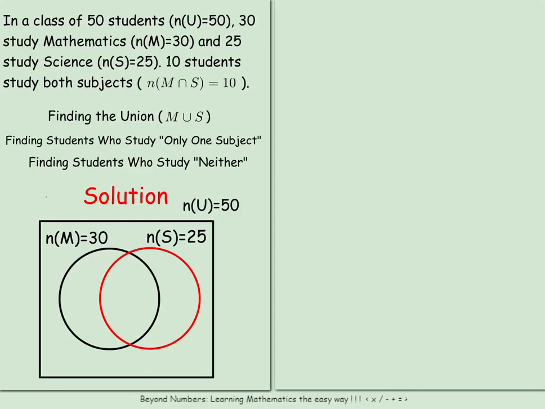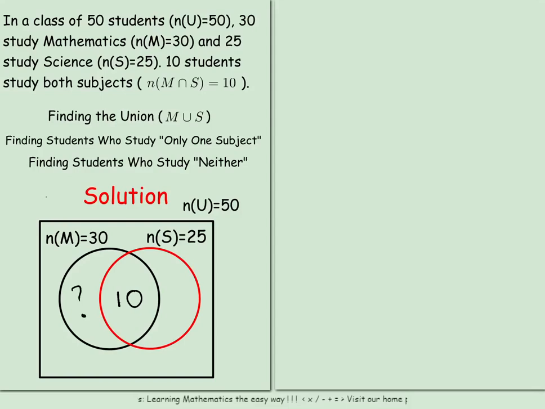Now, when it comes to filling in the circles, we start from the middle. So let's start from the intersection of both. Looking at what we have here, it says 10 students study both subjects. So that is M intersection S equals 10. So we put our 10 over here. You see, so we have our 10 here.